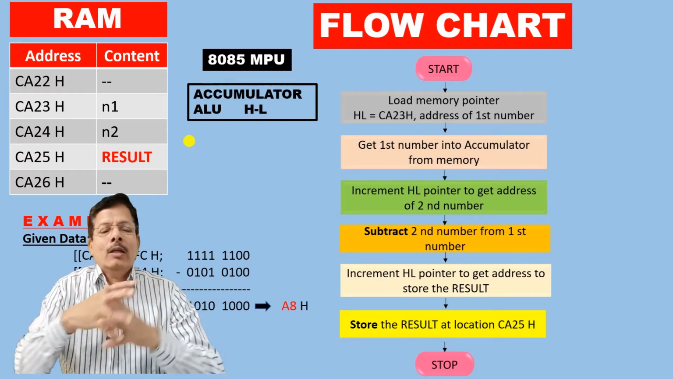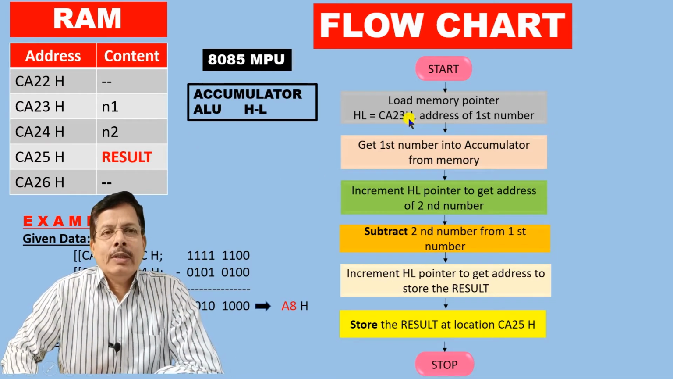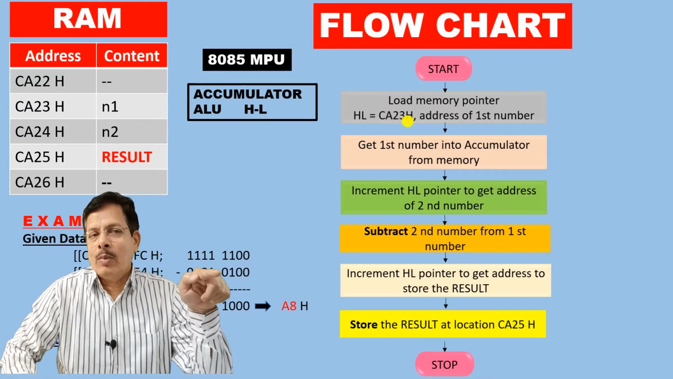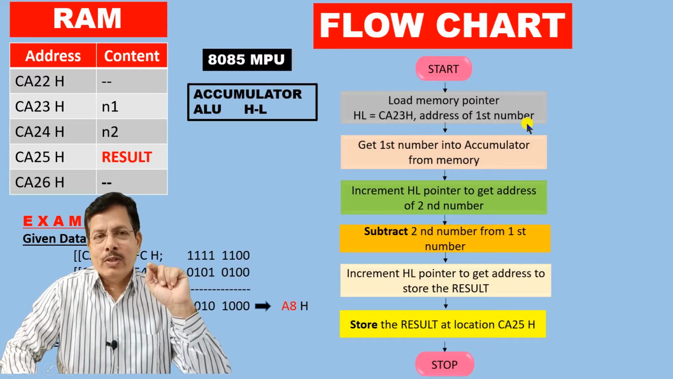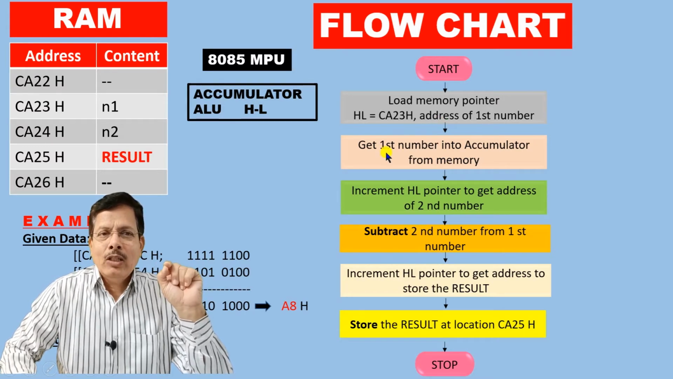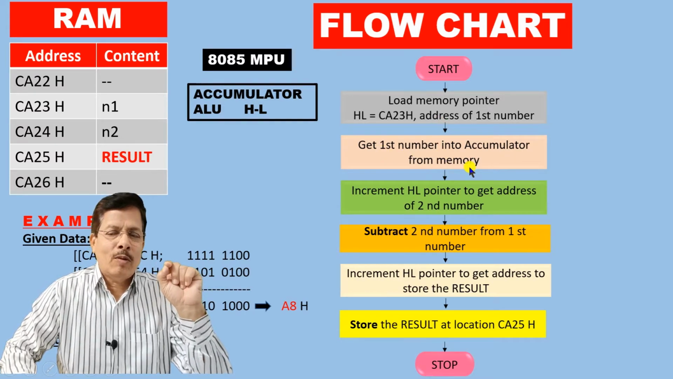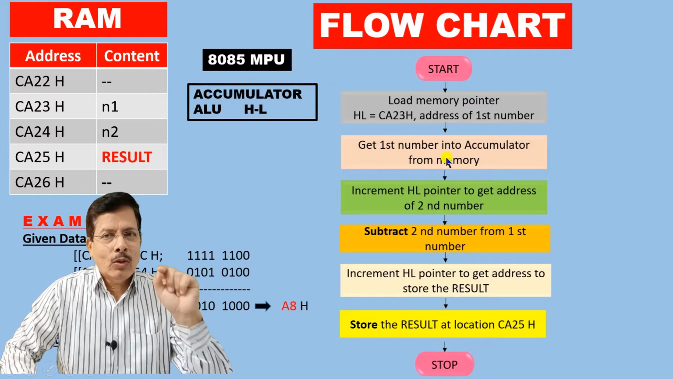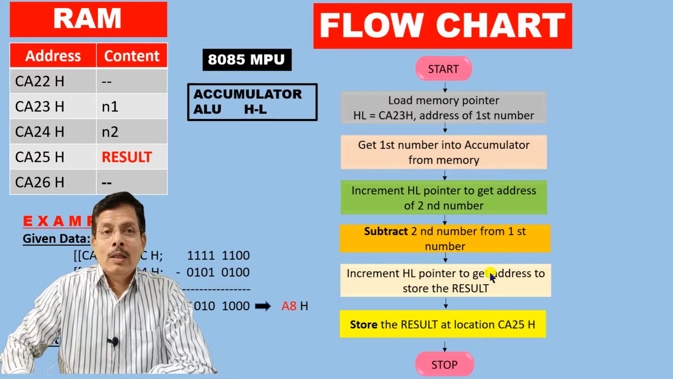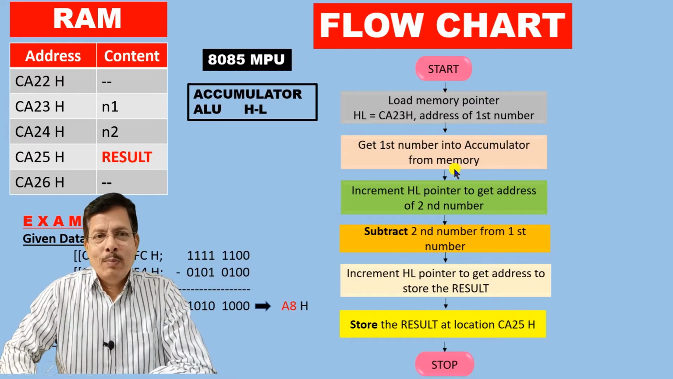So the flow chart will be something like this. Load memory pointer HL, because we want to access that location where our first number is. So load the HL pair with CA23 hex, that is the address of the first number. This is the first step we have to take. Then get this first number into the accumulator from memory. At this step you have to search for the appropriate instruction with which you can load the accumulator from memory.